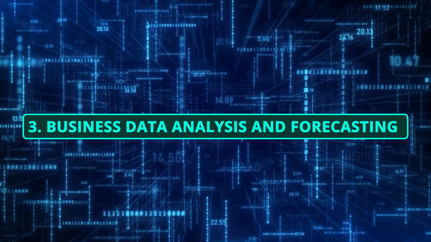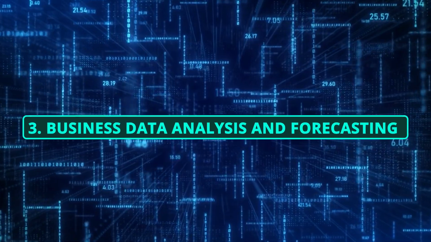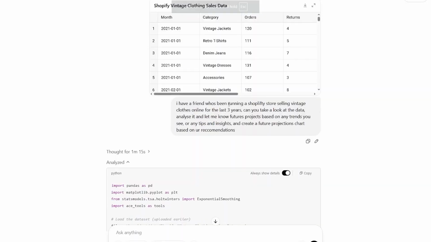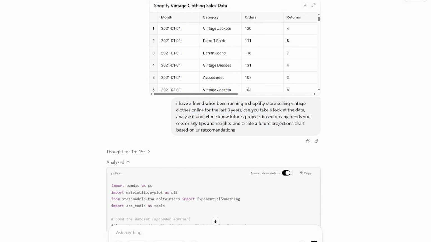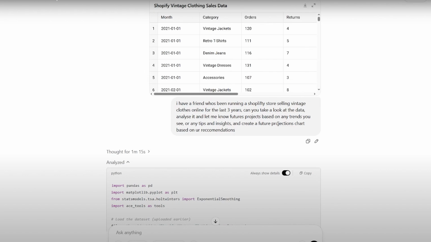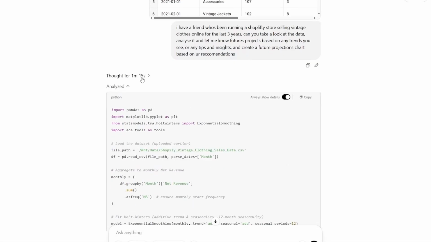3. Business data analysis and forecasting. Now let's get into some real-world applications for business. If you've ever had to sift through business data, sales figures, customer behaviors, inventory numbers, you know how time-consuming and mind-numbing it can be. Well, O3 can do all of that for you, and it does it fast.